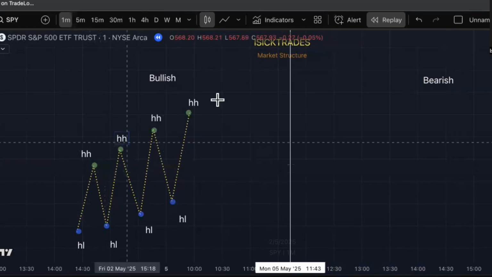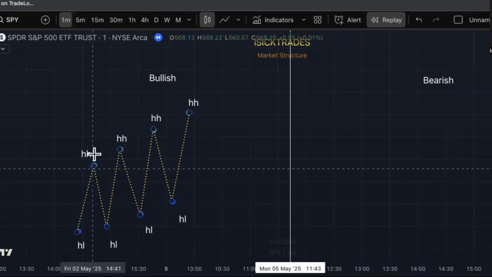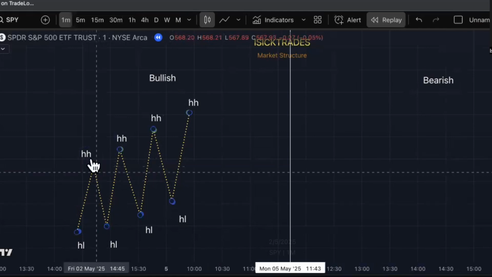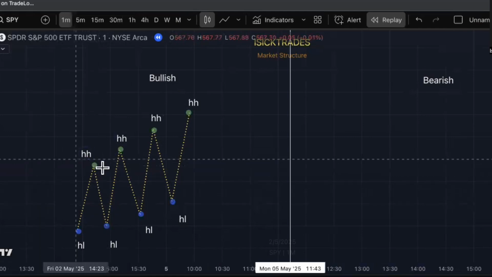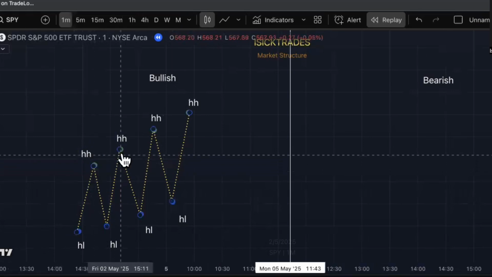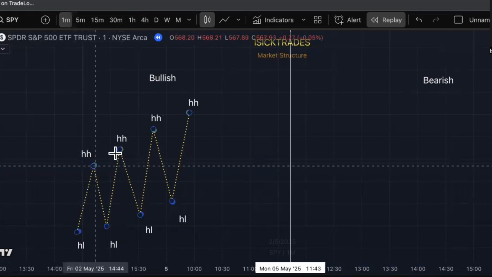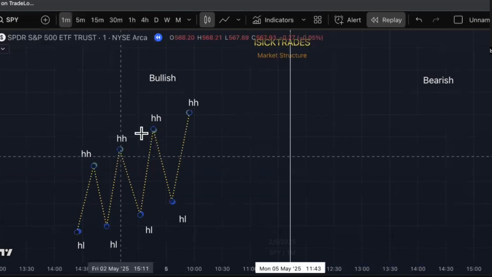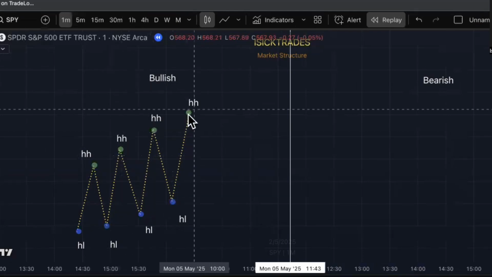And you're going to have higher highs in your bullish market structure. All that is saying is that the high that is printed is again higher than the last high that was printed. So you have a high, and we have this high, which is higher than the last high, making it a higher high. We got this high that is higher than the last high, making this a higher high. We got this high that is higher than this last high, making it a higher high.